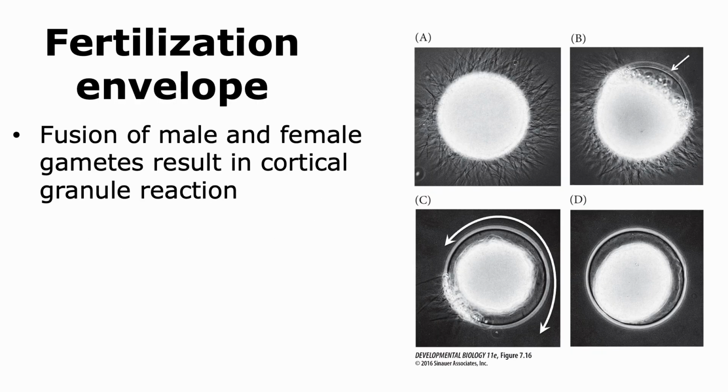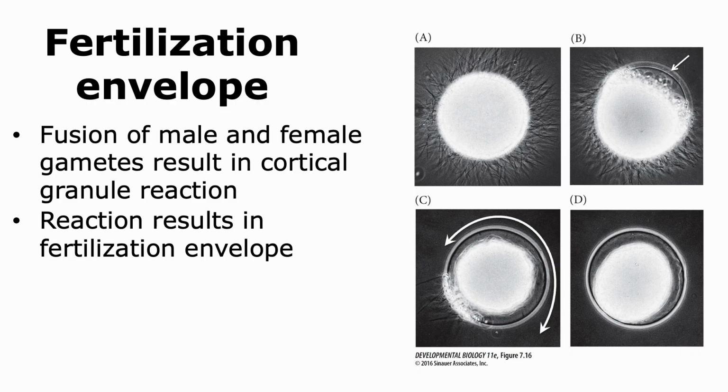When the plasma membranes of the male and female gamete fuse, there is an increase in the calcium ion concentration in the egg cytoplasm, which results in the cortical granule reaction. The cortical granule reaction results in the formation of a structure called the fertilization envelope.